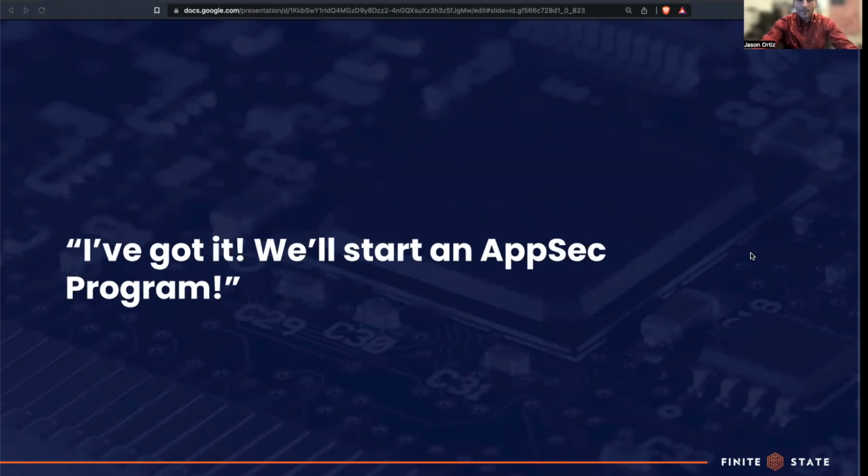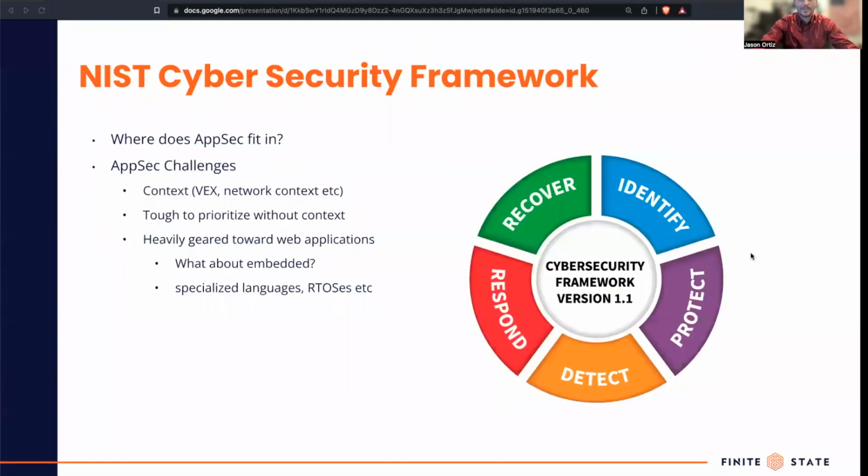So I've got it. We'll start an AppSec program. We'll start testing on the left, and we'll figure it all out. But where does AppSec truly fit in the overall cybersecurity framework? Does it cover all of our bases? Isn't it the only thing we need? Of course, everyone is probably shaking their head no right off the bat.